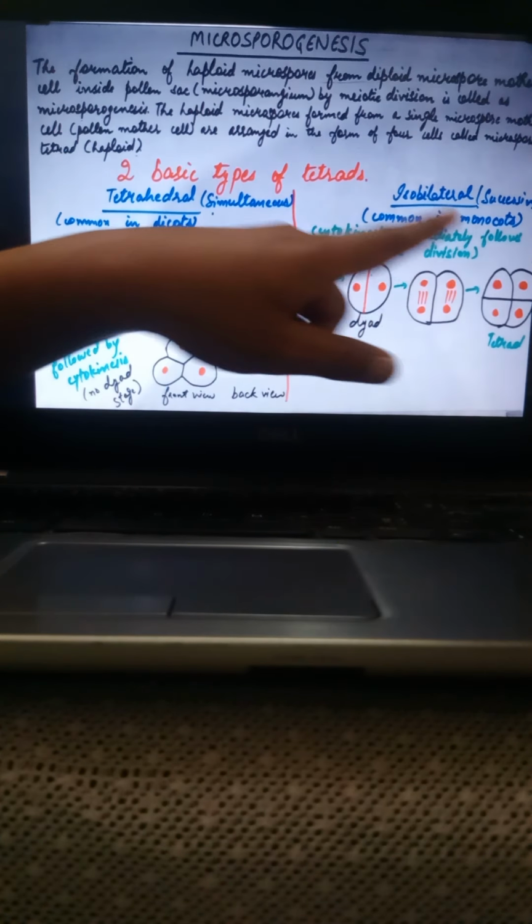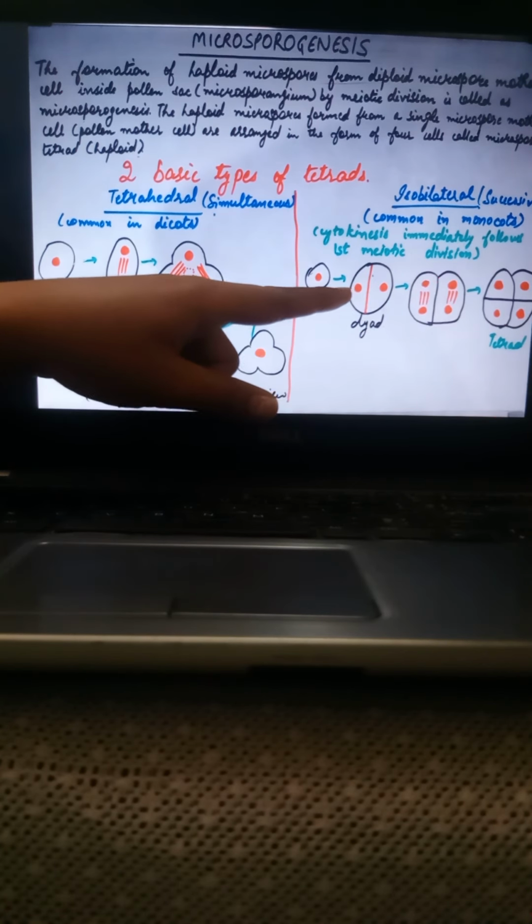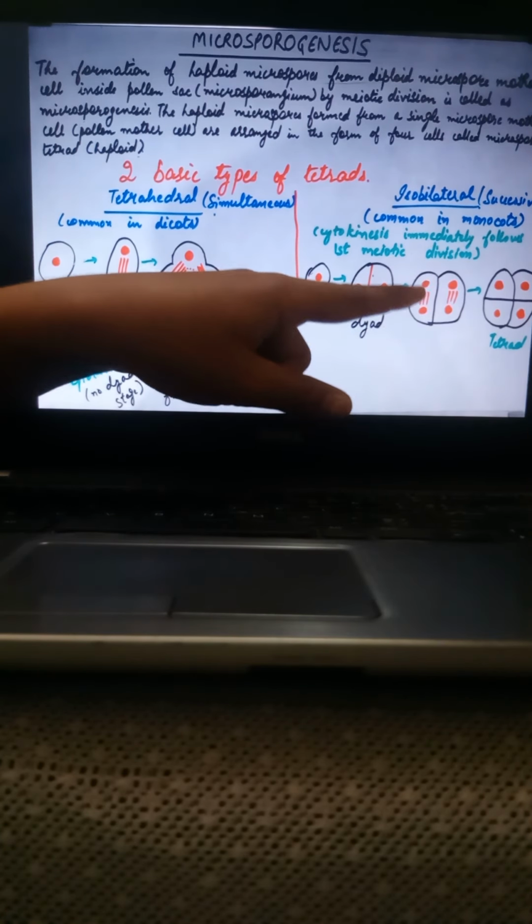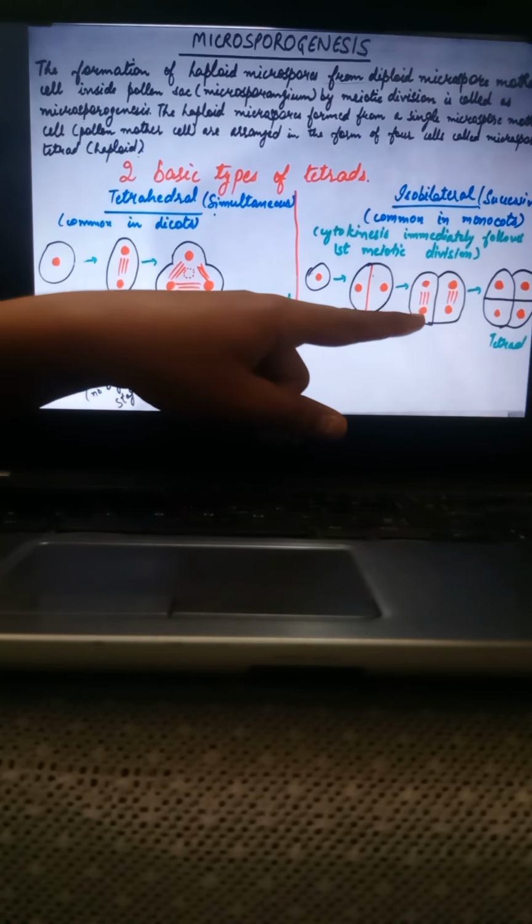In the case of the isobilateral or successive type of tetrad, the tetrahedral or simultaneous process of microsporogenesis is common in dicots, whereas isobilateral or successive type of tetrad formation occurs in monocots, that is monocotyledonous plants, in which just after the first nuclear division cytokinesis takes place, a cell wall is formed between the 2 nuclei, and after that these 2 nuclei further divide into 2 nuclei each.